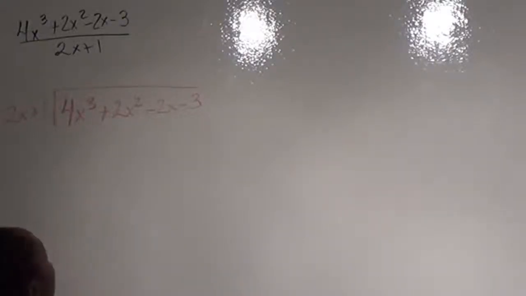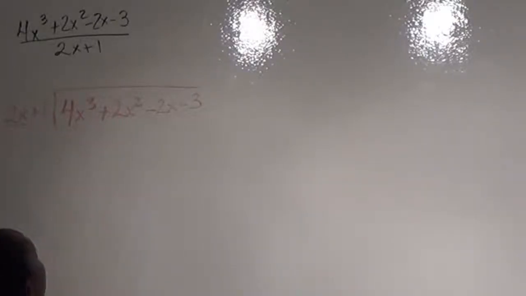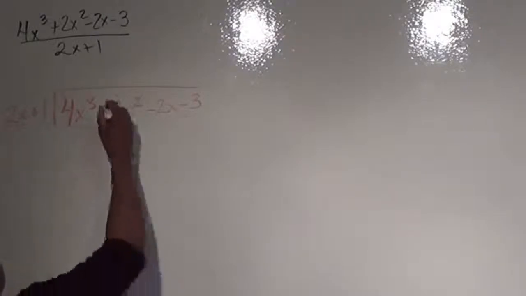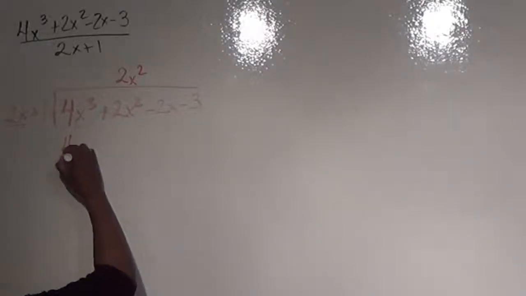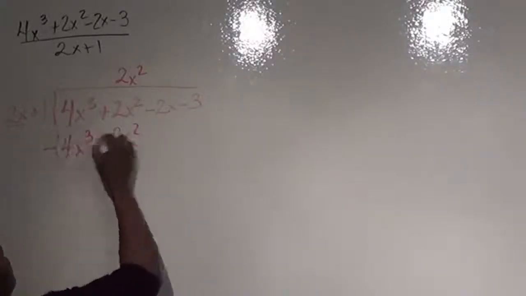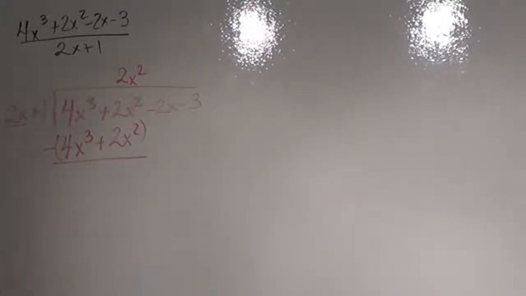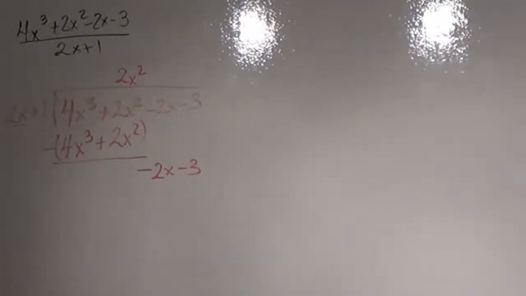Okay. So, same thing, I want to figure out how many times 2x will go into 4x cubed. So in this case, I'm going to need 2 times my x squared to get 4x cubed. Multiplying through, and then subtracting. So notice here when I subtract, that first piece goes away, and so I'm going to be left with a negative 2x minus 3. Okay. Again, notice here, the degree here is the same as the degree there, so I'm not done. I need to go one step further.